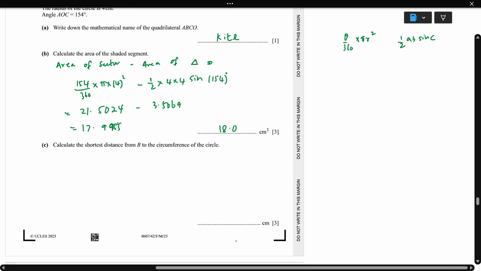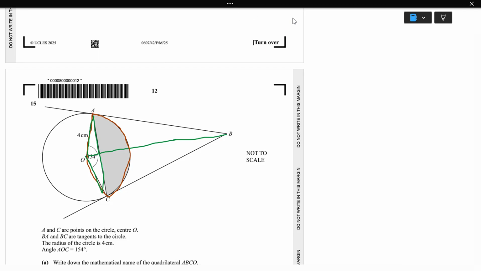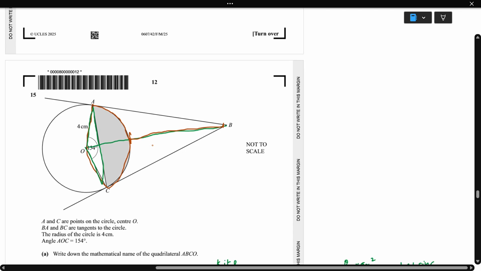Next, calculate the shortest distance from B to the circumference of the circle. We need to calculate the length from B to the circumference, from here to here. For that, we need to find the entire length OB. Then we take away the radius, and we'll get the answer.